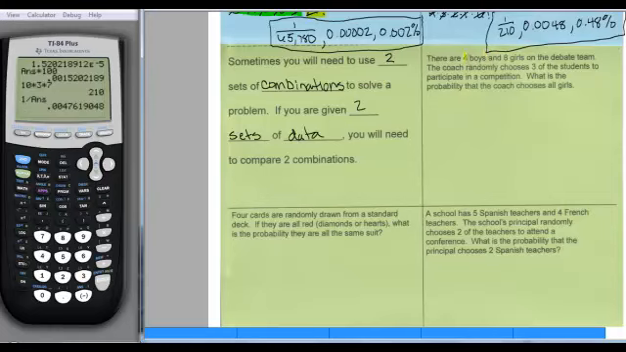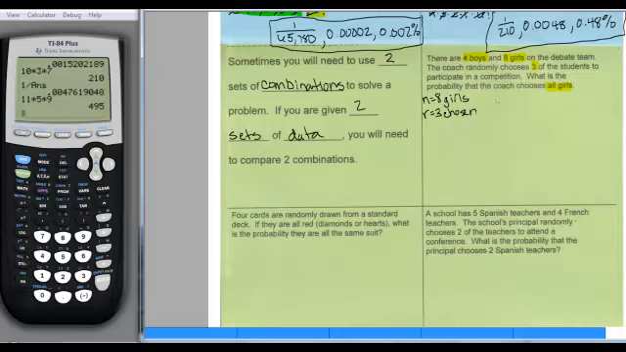So there are 4 boys and 8 girls on a debate team. The coach randomly chooses 3 of the students to participate, so 3 of them. What is the probability the coach chooses all girls? So the first thing we're going to have to do is figure out choosing 3 students out of the total of 8 girls. So just the 3 students of 8 girls. My N will be the 8 girls. My R will be the 3 chosen.